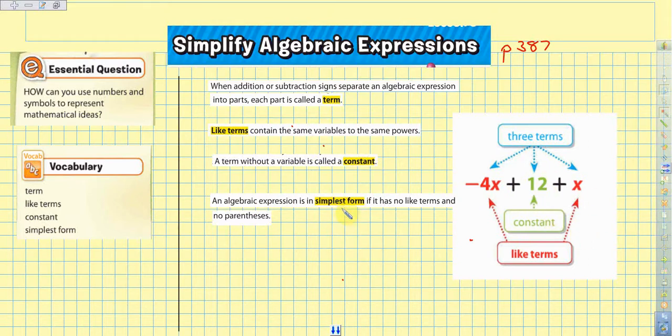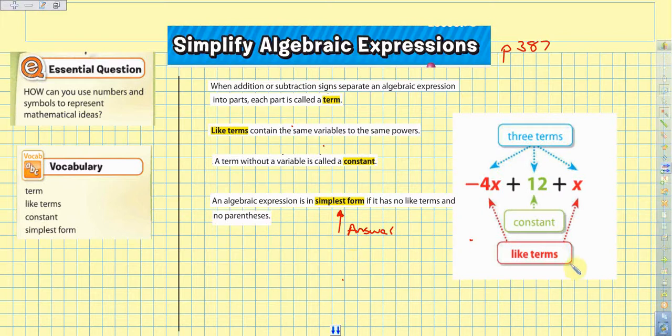Okay, and then simplest form is when we have taken our expression and we have no more like terms and all of the parentheses are gone. That's what simplest form is. So most of the time in our problems in this lesson we're trying to get to simplest form for our answer. So that's usually going to be our answer or the result of simplifying.